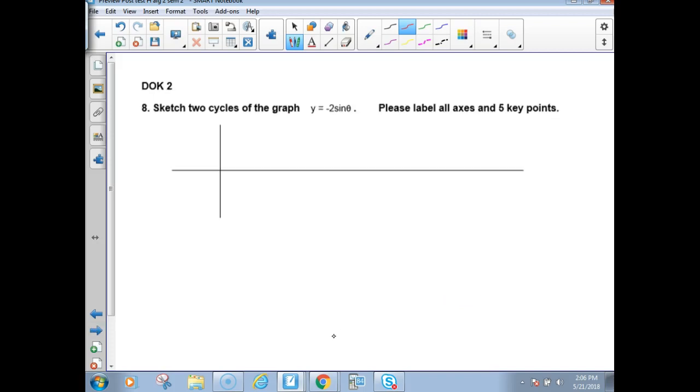Okay, 8, sketch 2 cycles of y equals -2 sine x. Some of you need a reminder here that that -2 means to reflect. You want to note that? You've got an amplitude of 2 and a period that's the normal period of 2 pi. Since our period's 2 pi and I have to do 2 cycles, I'm going to go 2 pi right in the middle there maybe, and then 4 pi at the end.